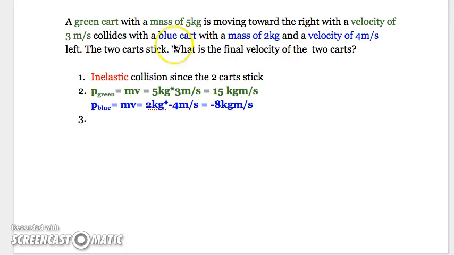What we know is it's an inelastic collision because the 2 carts stick together. Now let's look at the momentum before. The momentum before is 5 kilograms for the green times its velocity of 3 meters per second. We're going to consider the right positive. That gives us 15 kilogram meters per second. For the blue, we have a mass of 2 kilograms, and we're going to consider left negative, so negative 4 meters per second. 2 times negative 4 is negative 8 kilogram meters per second.